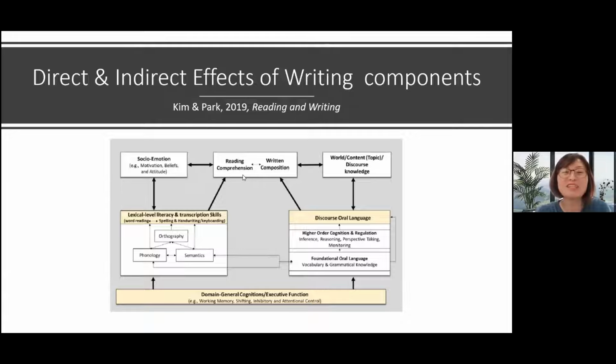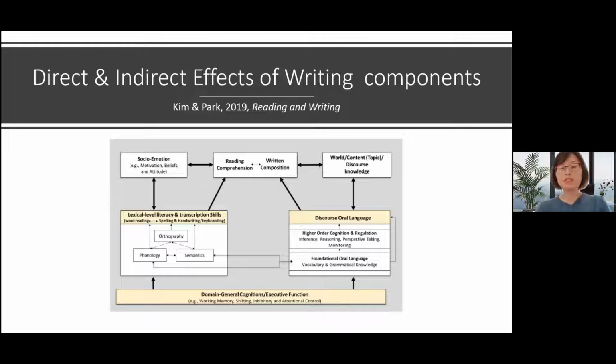So reading comprehension and written composition is right there, right? So you see the arrows kind of pointing at each other. That means they support each other. My speculation at this point is that initially reading comprehension supports written composition, and at a later phase it's actually more bidirectional. But anyways, reading comprehension and written composition are at the top, and that's ultimately what we're talking about.